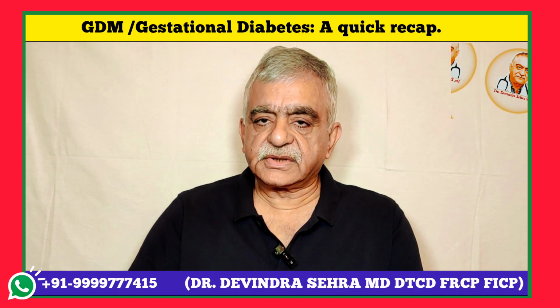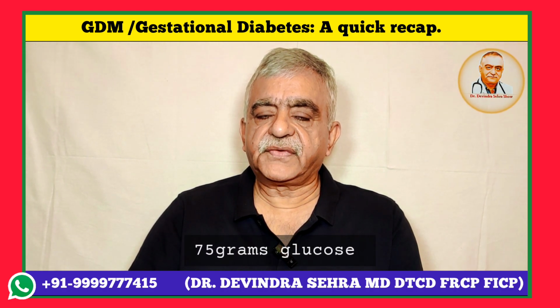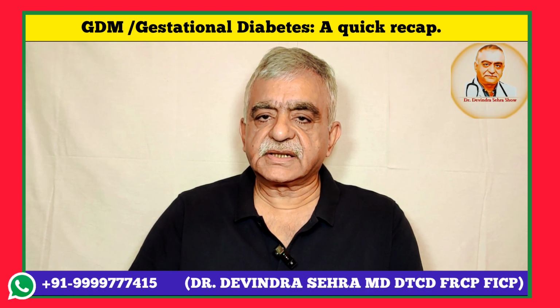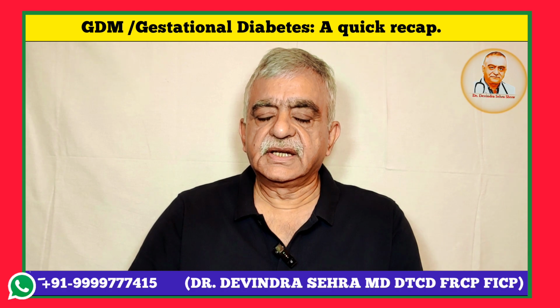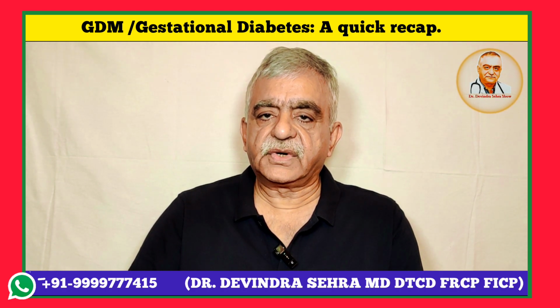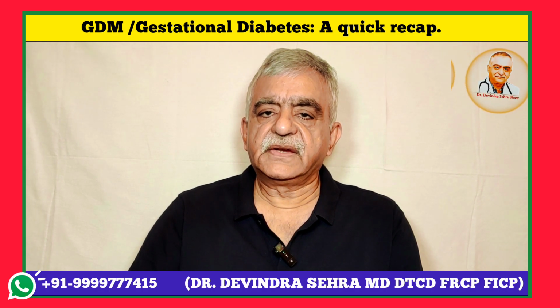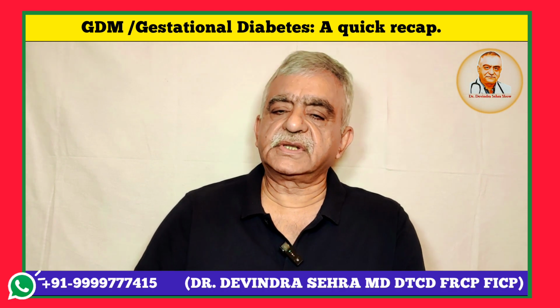How is GDM diagnosed? GDM is diagnosed very simply by giving 75 gram glucose in about a glass of water over 10 minutes to a lady who comes to the clinic, irrespective of whether she has eaten earlier or not. And after 2 hours, we measure her blood sugar. If it is more than 140, she is a case of GDM.